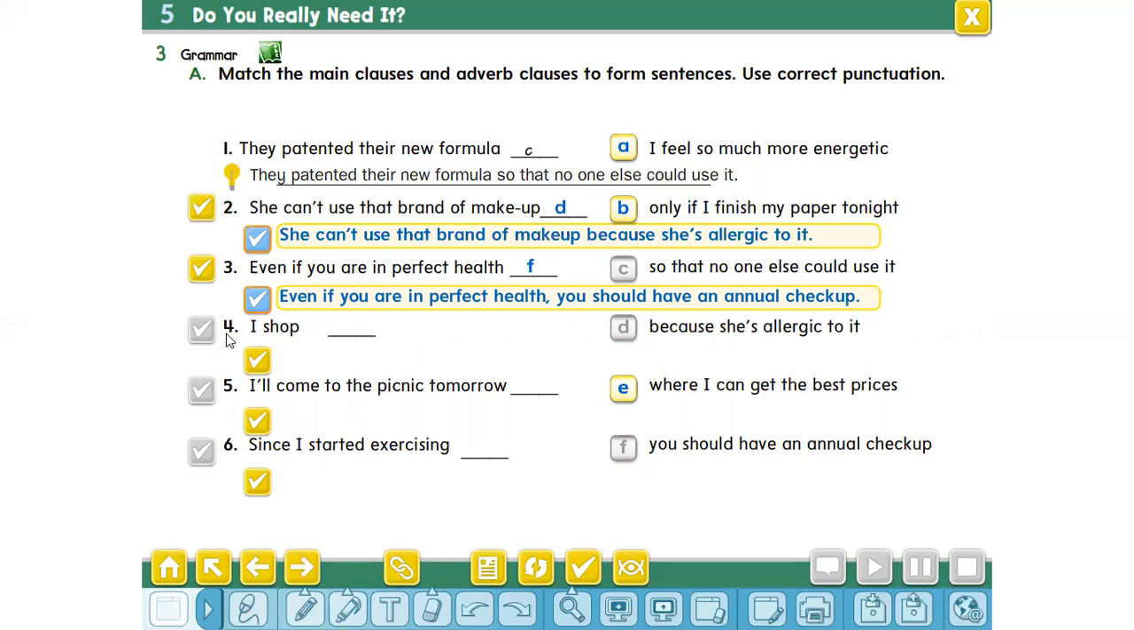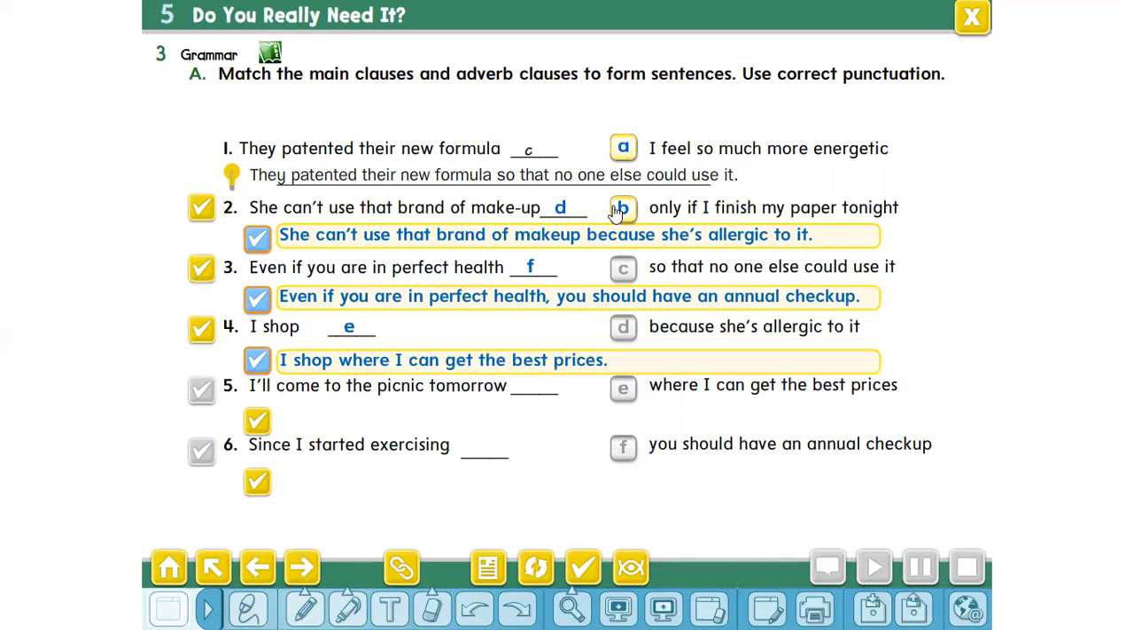Number 4, I shop. Perfect. I shop where I can get the best price. Here we don't use a comma. Number 5, I'll come to the picnic tomorrow.